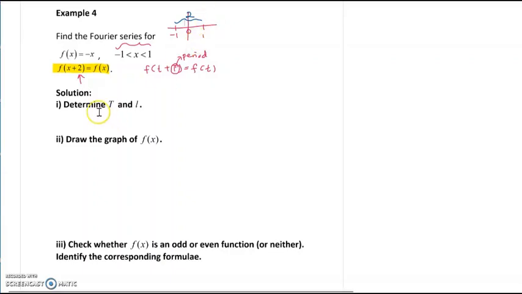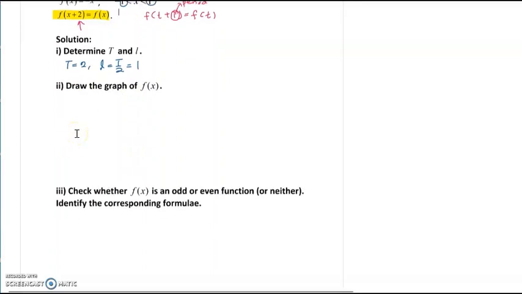The first step is to determine the capital T and L. So T equals 2 in this case, and then L is given by T over 2, which is 2 over 2, which is 1. The L here can also be seen from the interval, because in general it is -L to L.